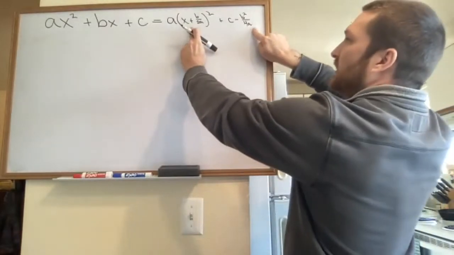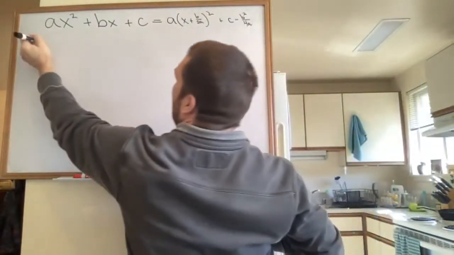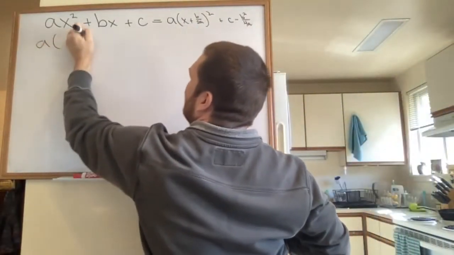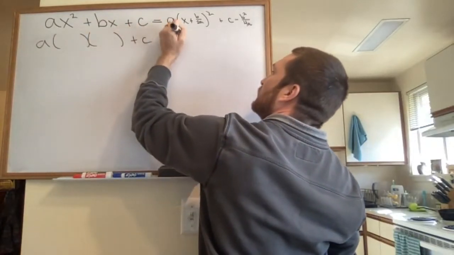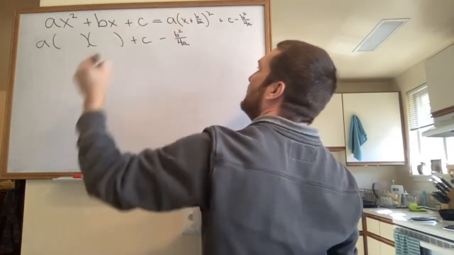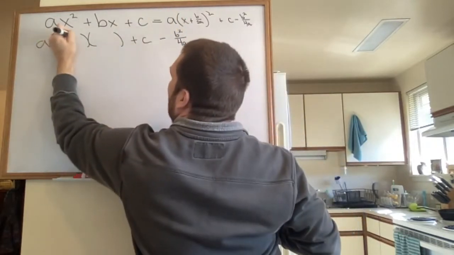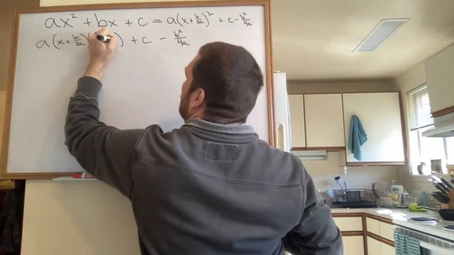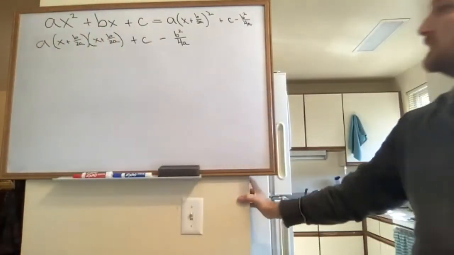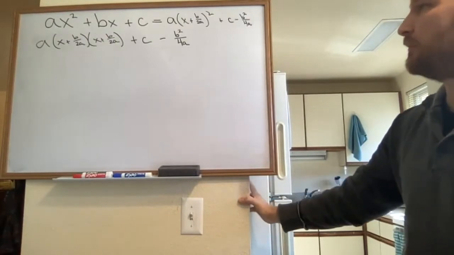So I'm going to start here and rewrite this as a times this plus c minus b squared over 4a: x plus b over 2a, x plus b over 2a. Let me know when you've got that written down.